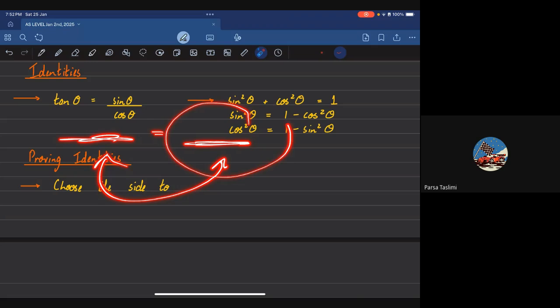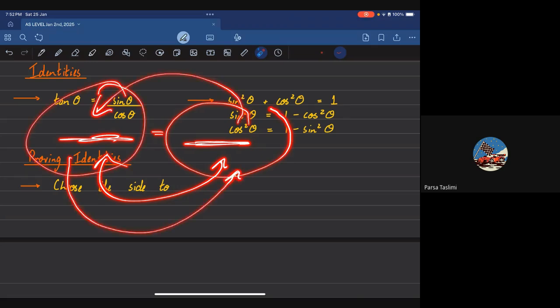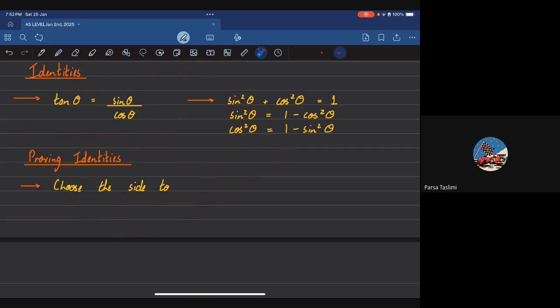Now you can take this one and prove it to this, or you can take this one and prove it to this. It doesn't really matter to the exam. That is why I'm saying choose the side to prove wisely. Try to choose whichever side you think you can prove easily. All right.